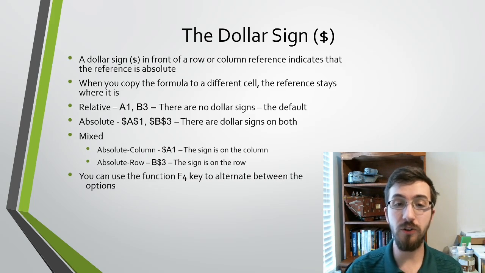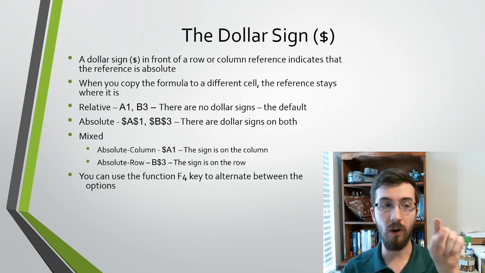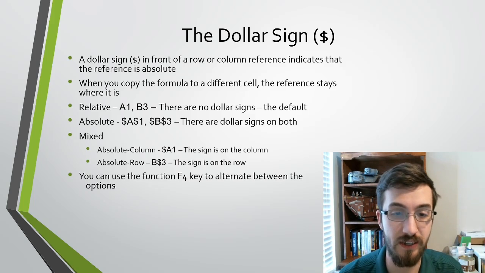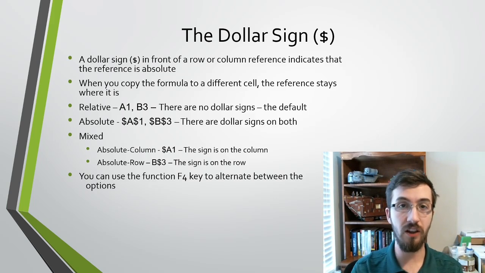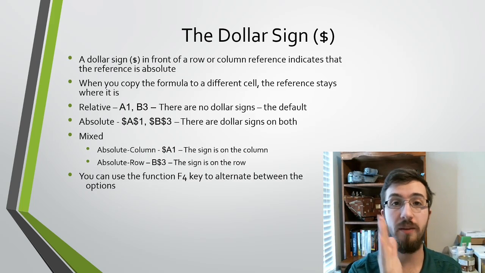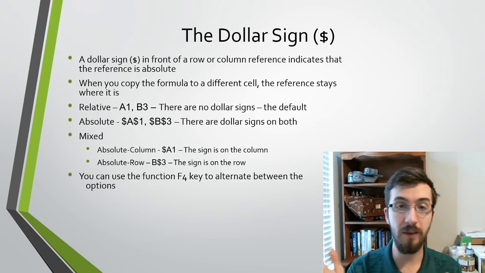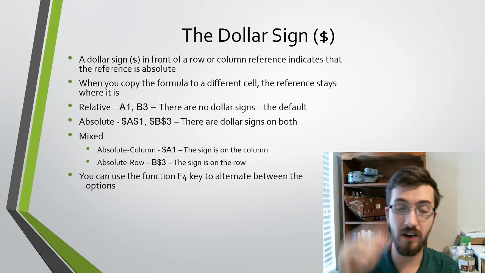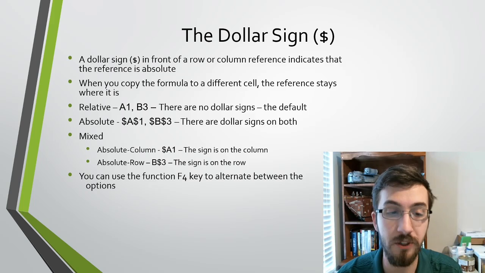Absolute referencing is when you have a dollar sign in front of both the letter and the number. And this means you are referencing one specific cell and never any other cell. And then there's mixed referencing, where you have an absolute column. So you have a dollar sign on the column, which means maybe your row can change, but your column stays fixed. And then there's absolute row, where your column can move, but your row stays fixed. That's why the dollar sign is there in front of the number, because the number is the row. And you can use the function key, the F4 key, to alternate between the options.